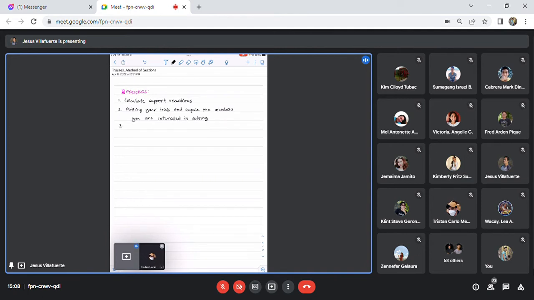If you cut your truss into two, let's say for example, you have this type of truss.